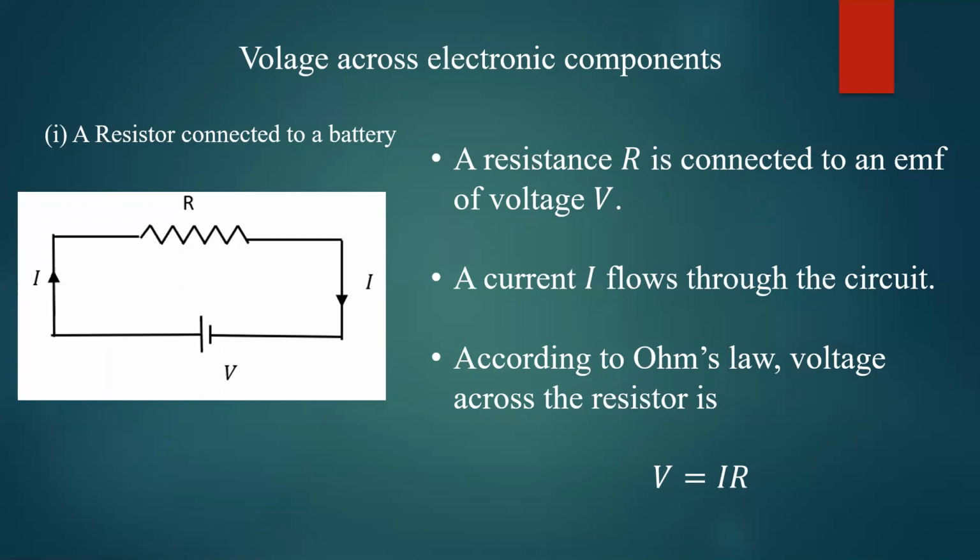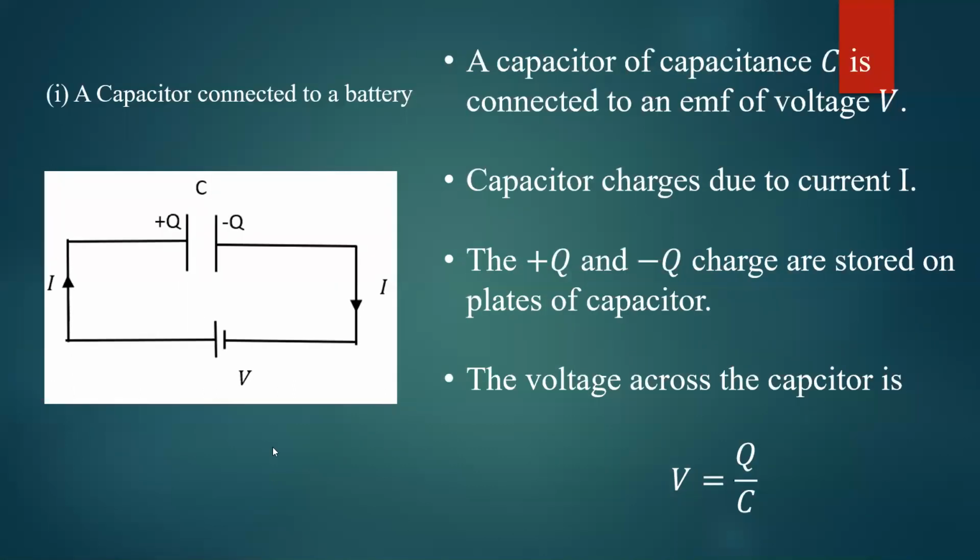Remember this formula, and this is useful in the analysis of the circuit. Analysis of the circuit is helpful. Okay, remember voltage across the resistor is always equal to I into R. Next, let us consider the capacitor. Okay, a capacitor connected to a battery. So then what will be the voltage across the capacitor?